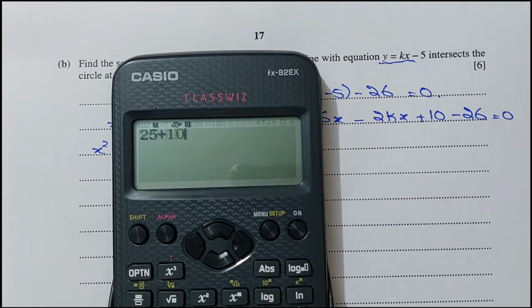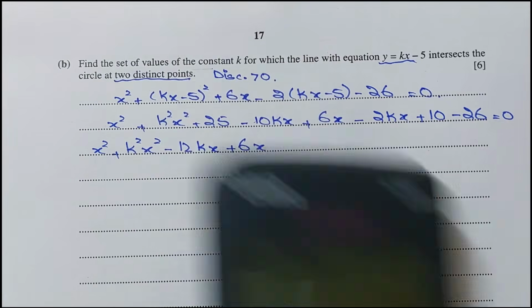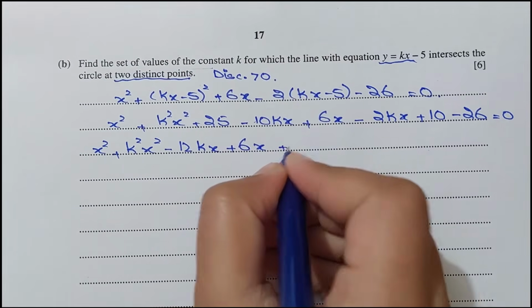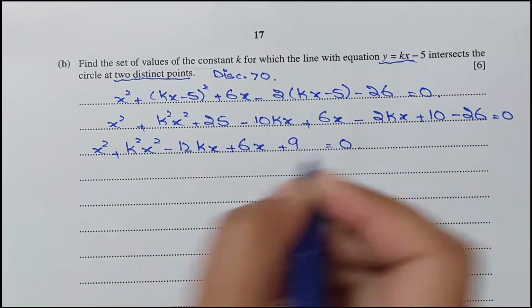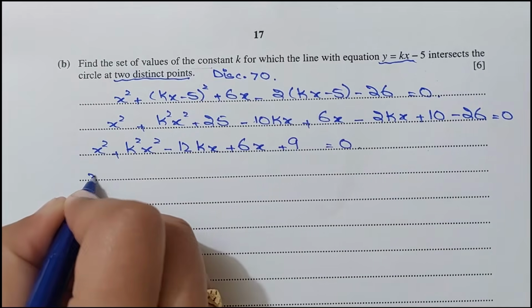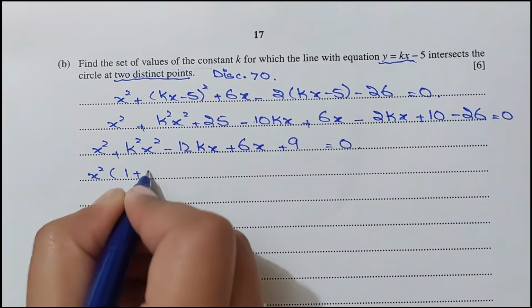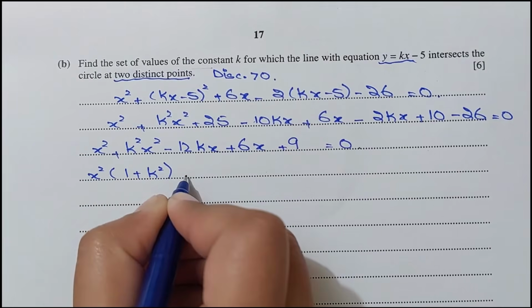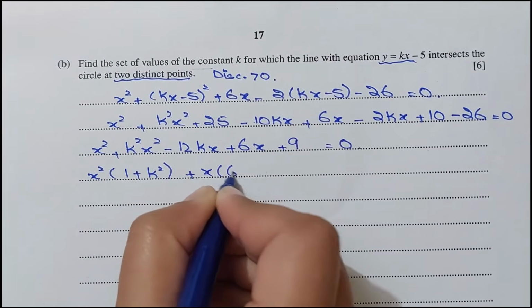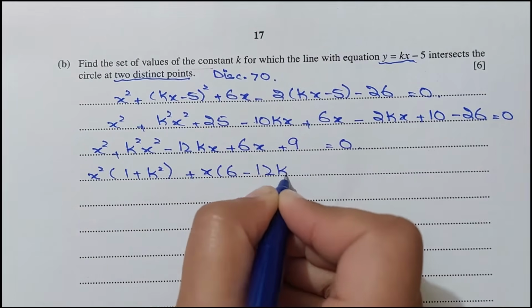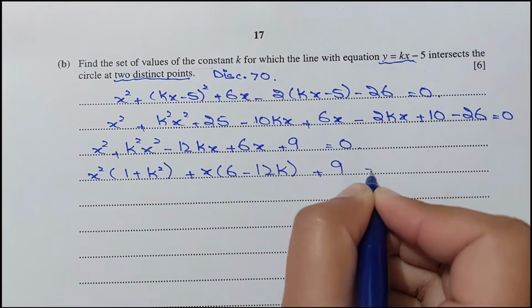25 plus 10 minus 26, which is 9, positive 9. This equals 0. So now the x square coefficient is 1 plus k square, and the coefficient of x is 6 minus 12k, and the constant is just 9, equals 0.